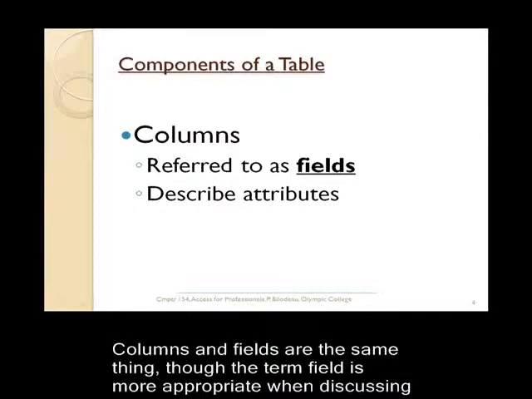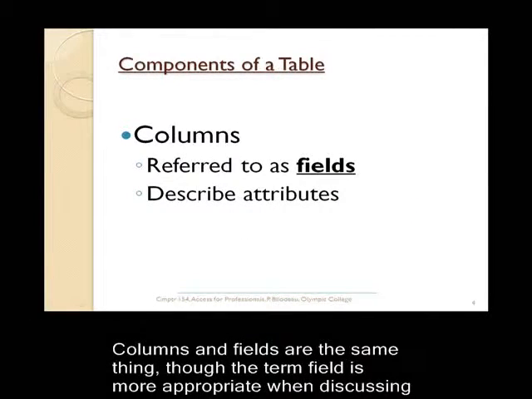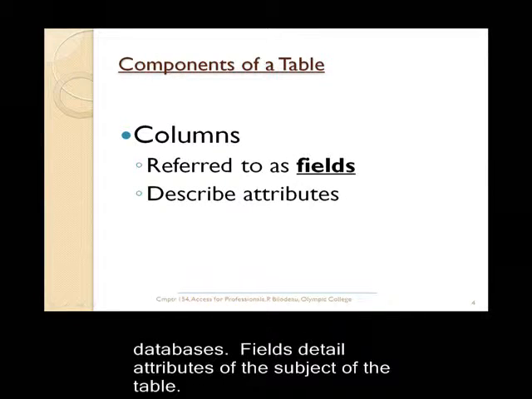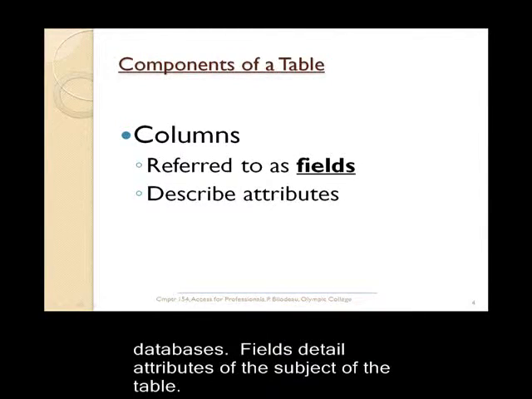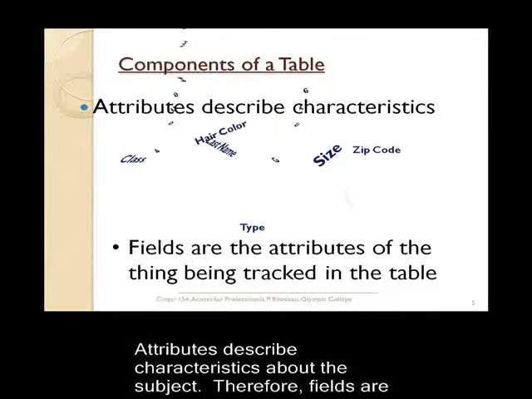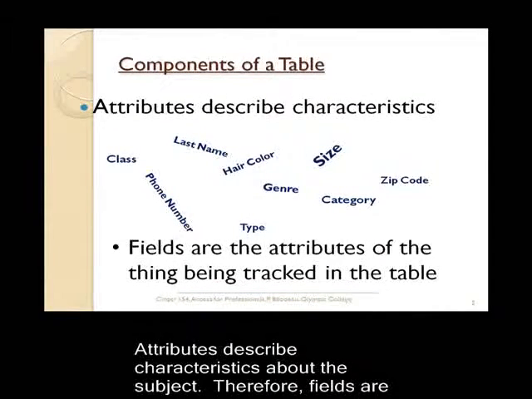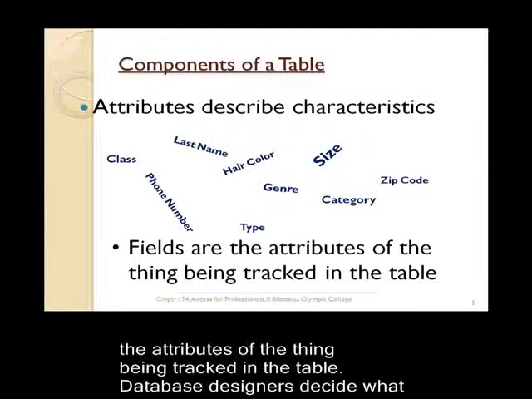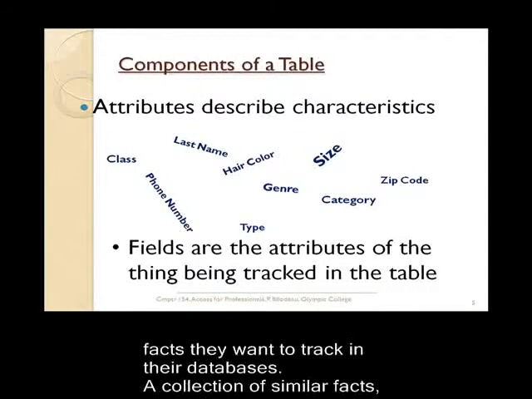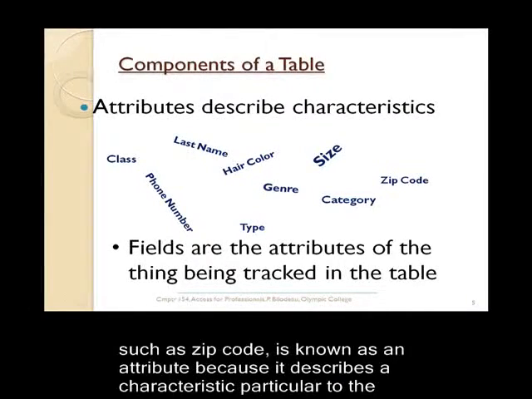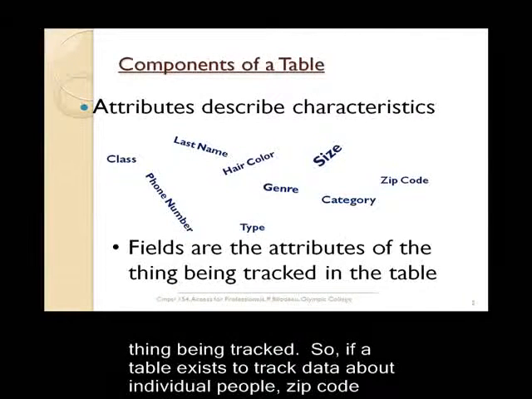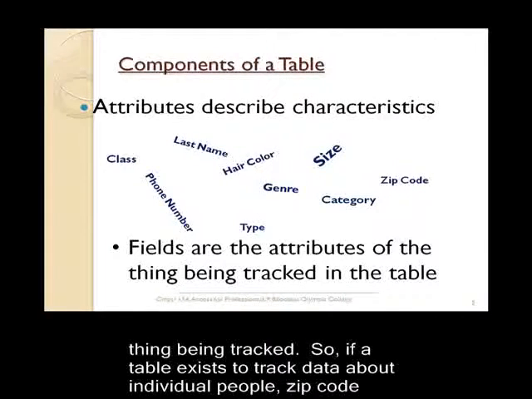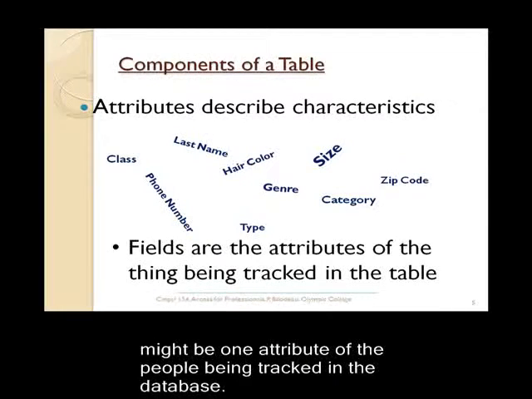Columns and fields are the same thing, though the term field is more appropriate when discussing databases. Fields detail attributes of the subject of the table. Attributes describe characteristics about the subject. Therefore, fields are the attributes of the thing being tracked in the table. Database designers decide what facts they want to track in their databases. A collection of similar facts, such as zip code, is known as an attribute because it describes a characteristic particular to the thing being tracked. So if a table exists to track data about individual people, zip code might be one attribute of the people being tracked in the database.